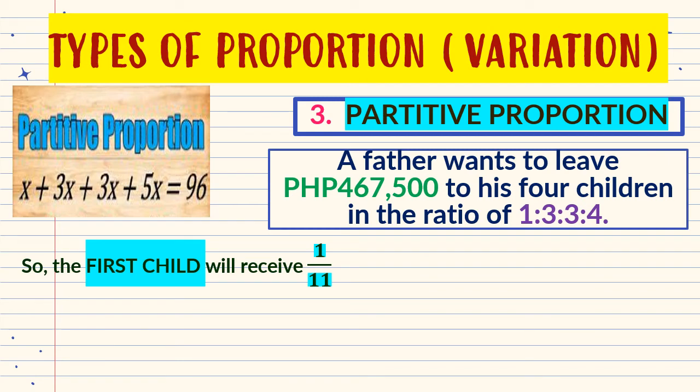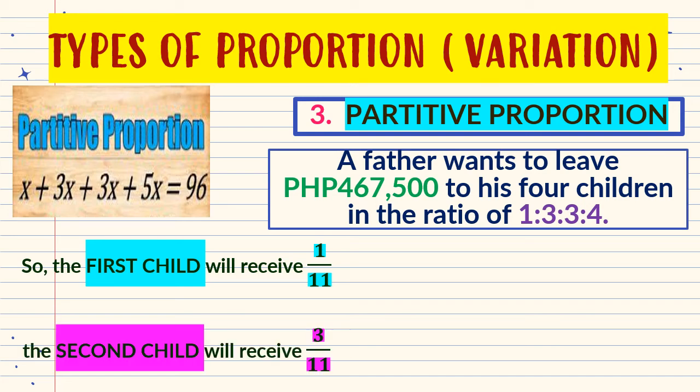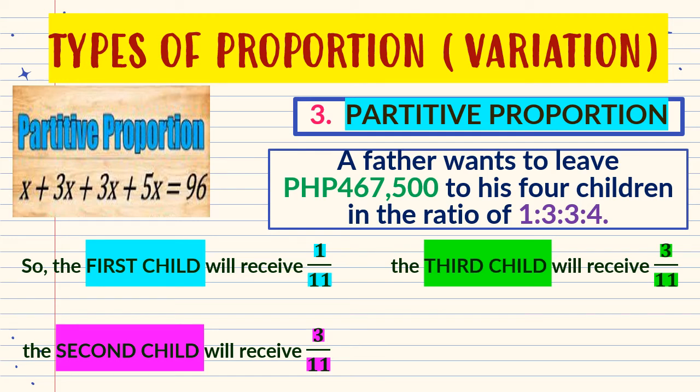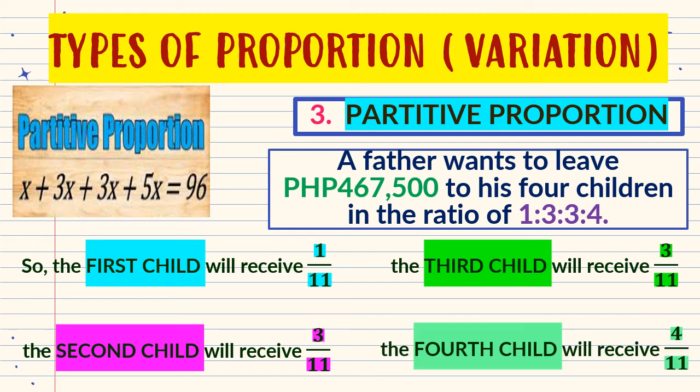The first child will receive 1/11. Where did the 11 come from? 1 plus 3 plus 3 plus 4, that is 11. Then the second will receive 3/11. The third child will receive 3/11 also. And then the fourth child will receive 4/11. So let us compute.